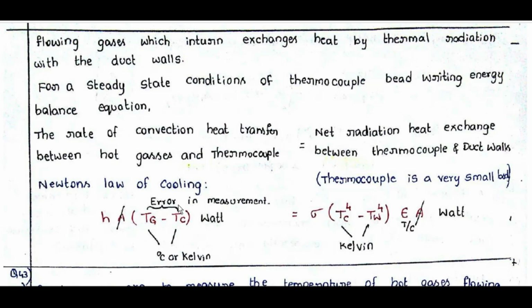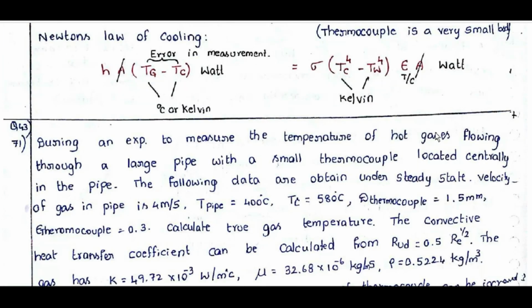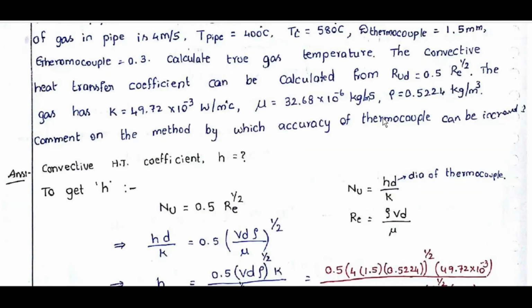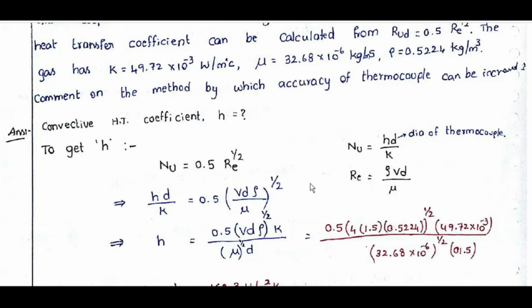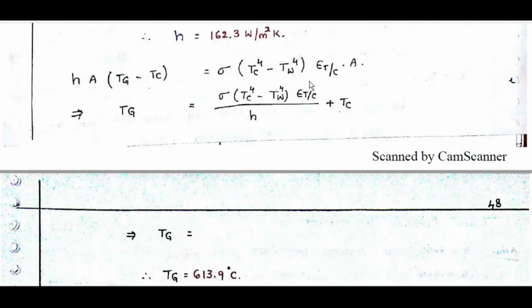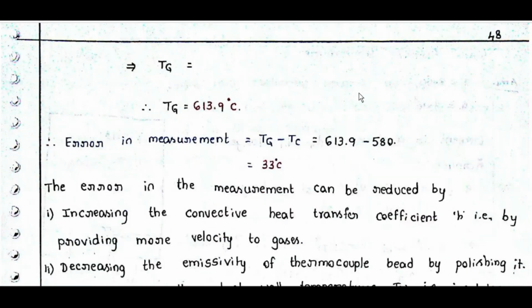Newton's law of cooling: hA into Tg minus Tc is equal to sigma into Tc power 4 minus Tw power 4 into epsilon A watt, all in Kelvin. Tg minus Tc is the error. Experiment: hot flue gases. For convective heat transfer coefficient h, a formula is given with Re equals rho d by mu, so finally h is obtained. hA into Tg minus Tc is equal to sigma into Tc power 4 minus Tw power 4, epsilon Tc into A. The error in measurement is Tg minus Tc.